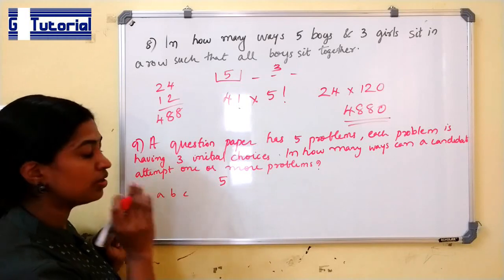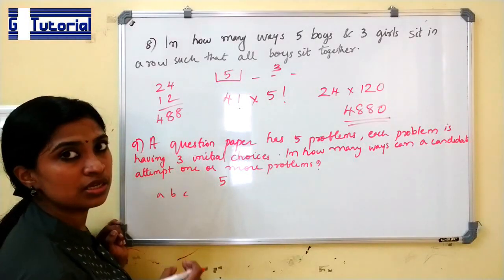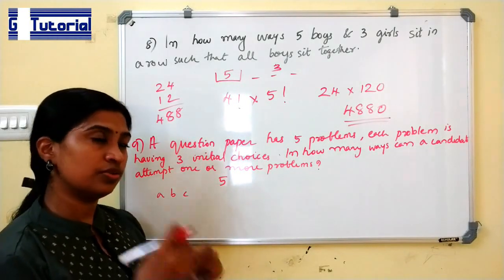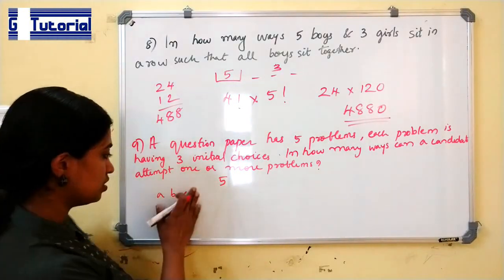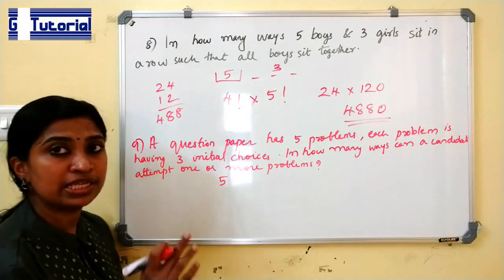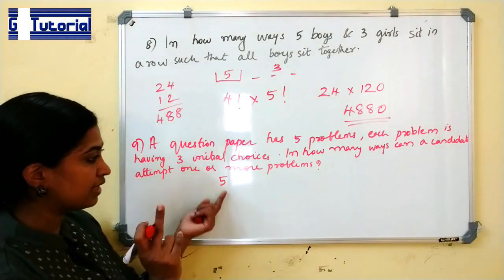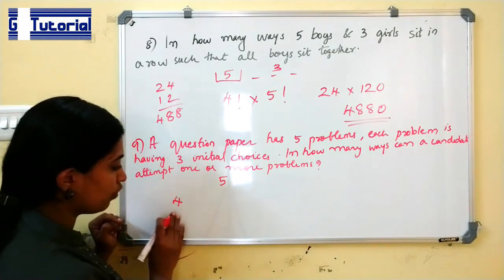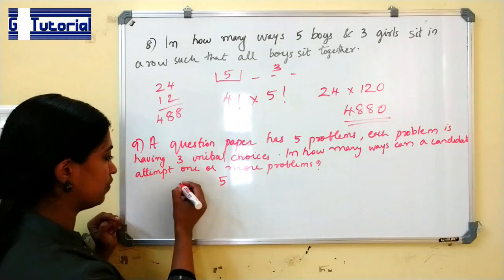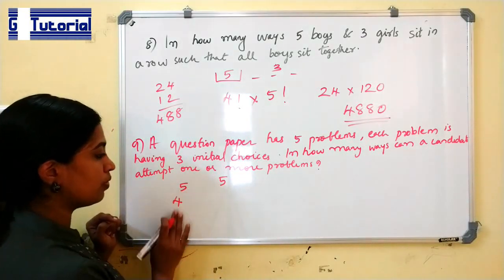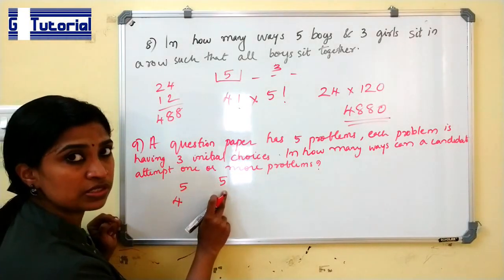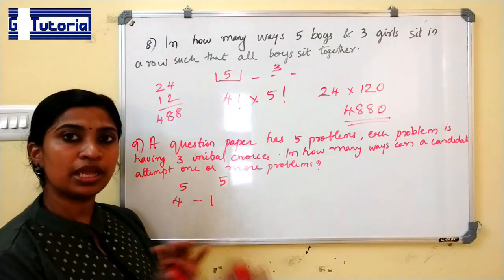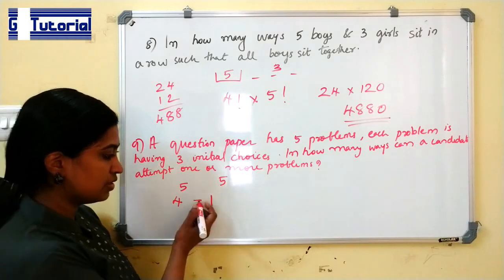So the possible ways of attempting a question is either he can choose these 3 options or he will not write any answer. So there are 4 possible ways of dealing with a question. Like that there are 5 questions. So 4 ways of handling a question and there are 5 questions. So 4 raised to 5 is the possible number of ways of attempting these 5 questions. And from this we can subtract 1 because he is not attempting any of the questions.